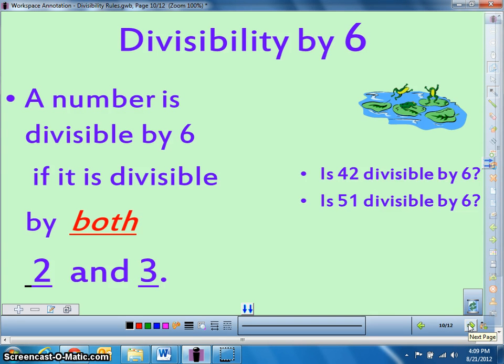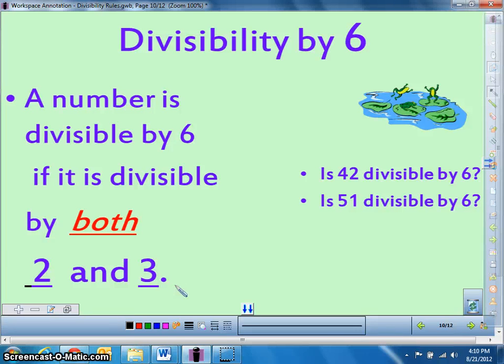6. Again, another one that's probably unfamiliar to you, but it's not a very difficult one. This one simply relies on you testing out the other numbers first. If you find out that a number is divisible by both 2 and 3, then we know it automatically has to be divisible by 6 as well. So let's check it out.